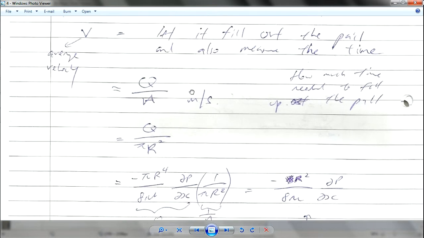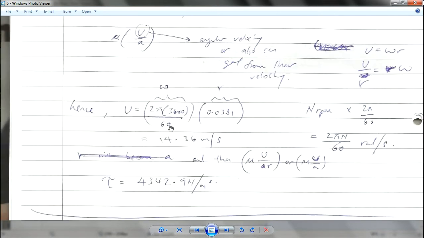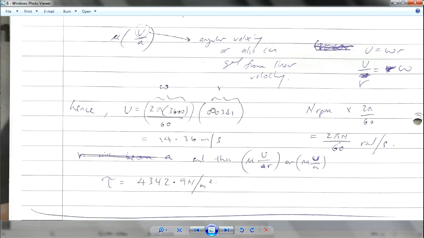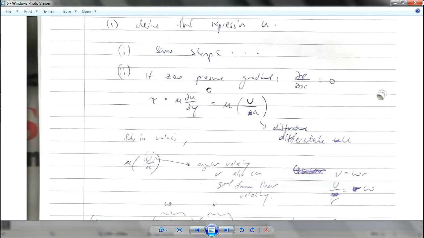14.36. Where are we? Okay, hold on. Yeah, this is our velocity. Okay, so this is actually the first part. Taking the zero gradient, calculate the amount of shear. What am I doing? Where am I over here?